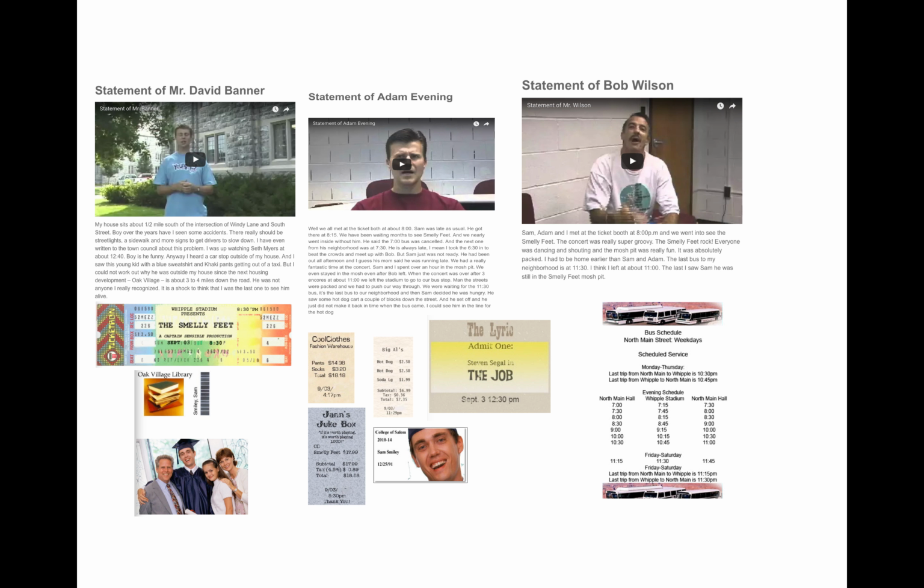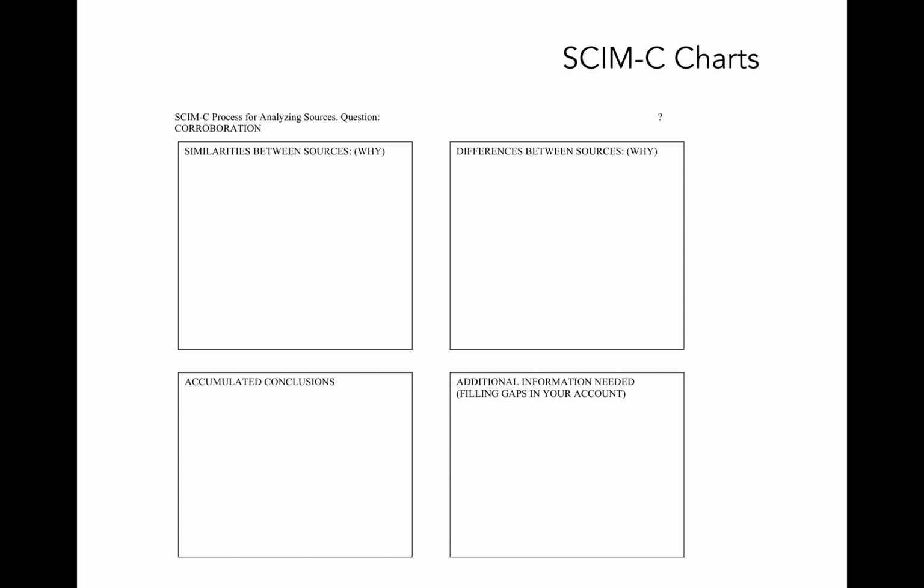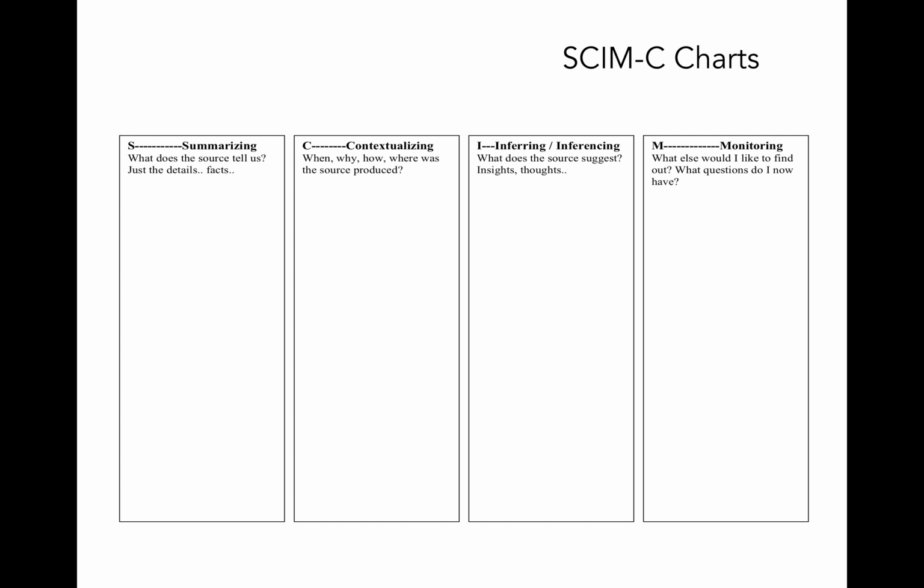And this is a great opportunity to jigsaw. You could have a group of 5 and divide up the artifacts or the evidence. And each kid does a couple, and then they pull it all together and look at all of it. And this is another way to display the chart where kids are looking to summarize the information, to contextualize it and ask this question: when, why, where, and how was the source produced, to infer from it what does the source suggest, and to monitor.